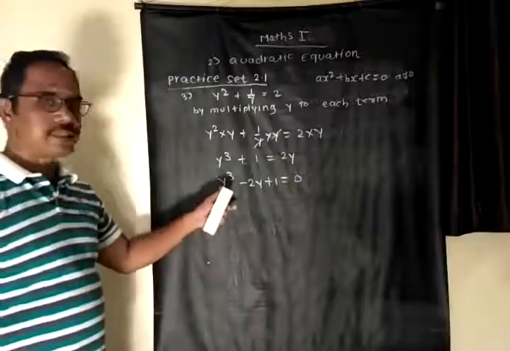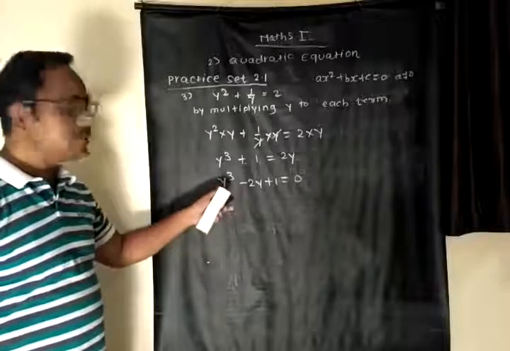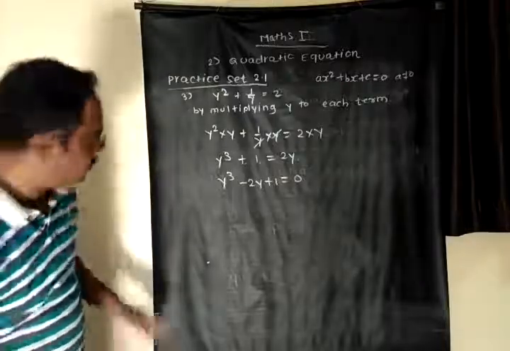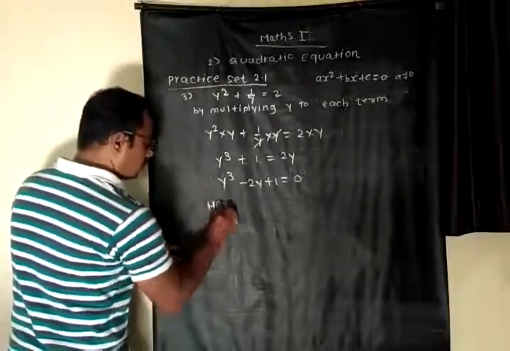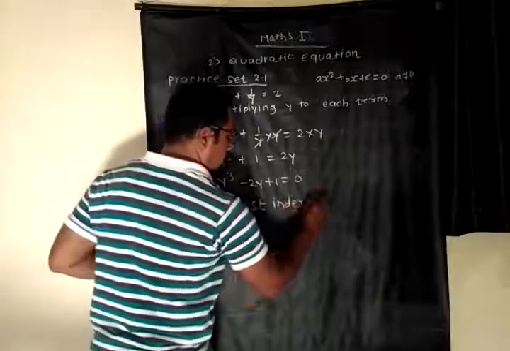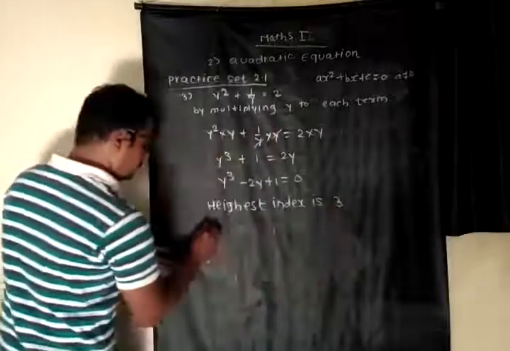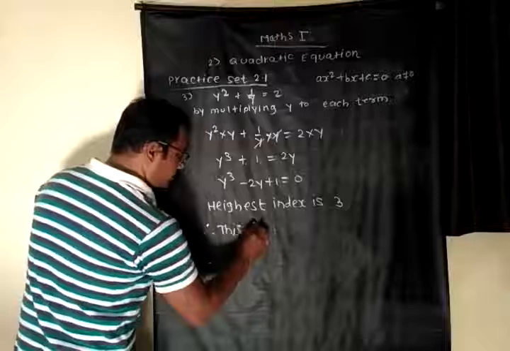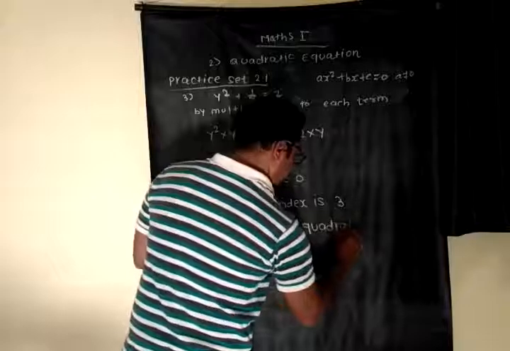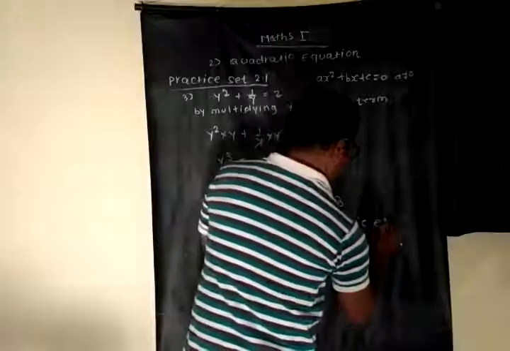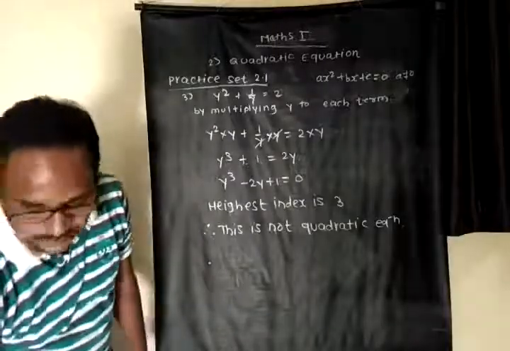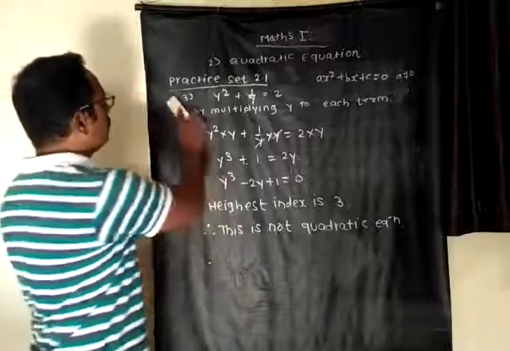Now here the highest index is 3. As the highest index is 3, we can say that this is not a quadratic equation, it is a cubic equation. So the highest index is 3, therefore this is not a quadratic equation. That is the solution of question number 3. Now I will solve question number 4.